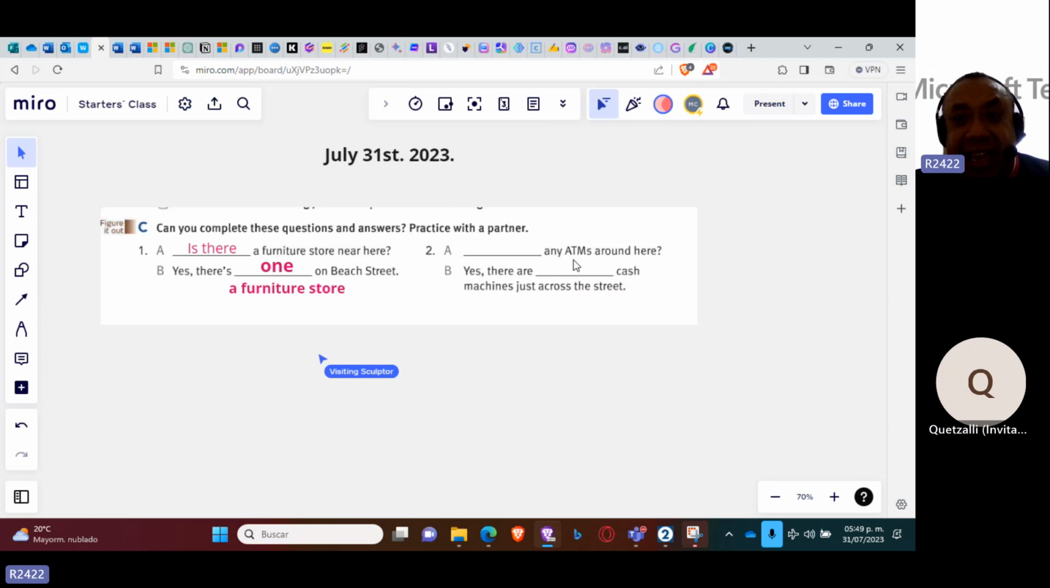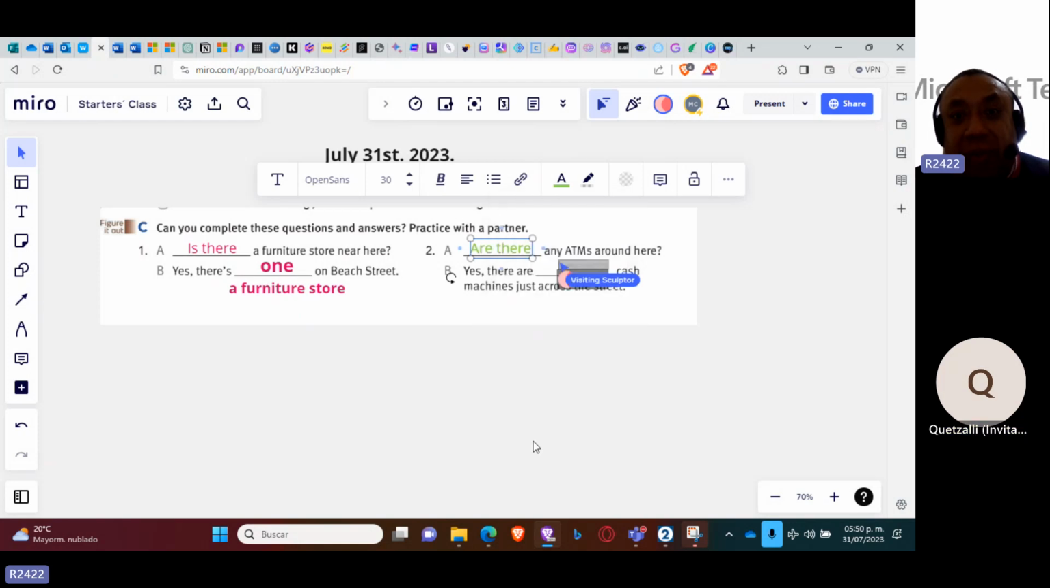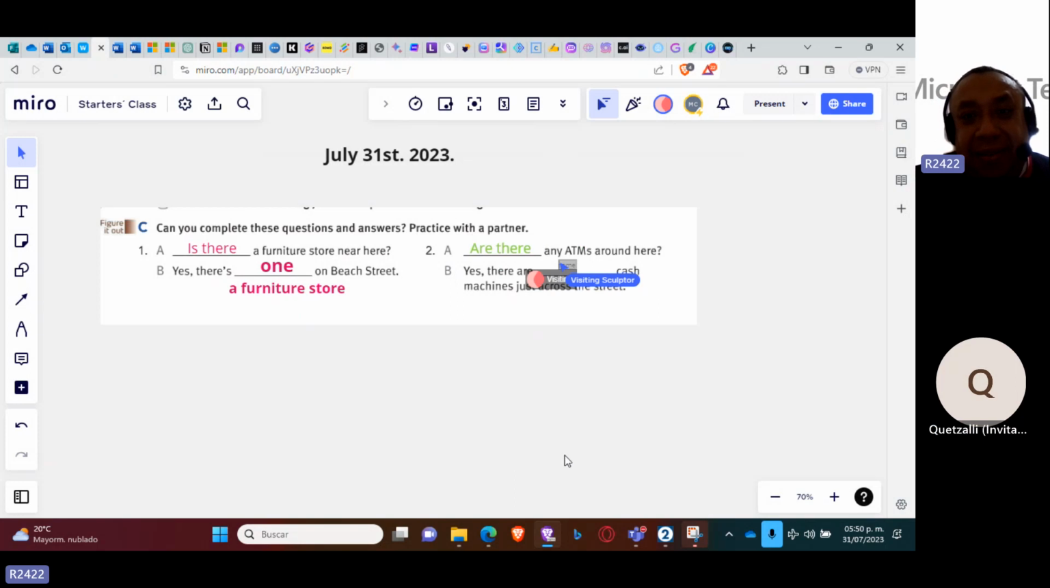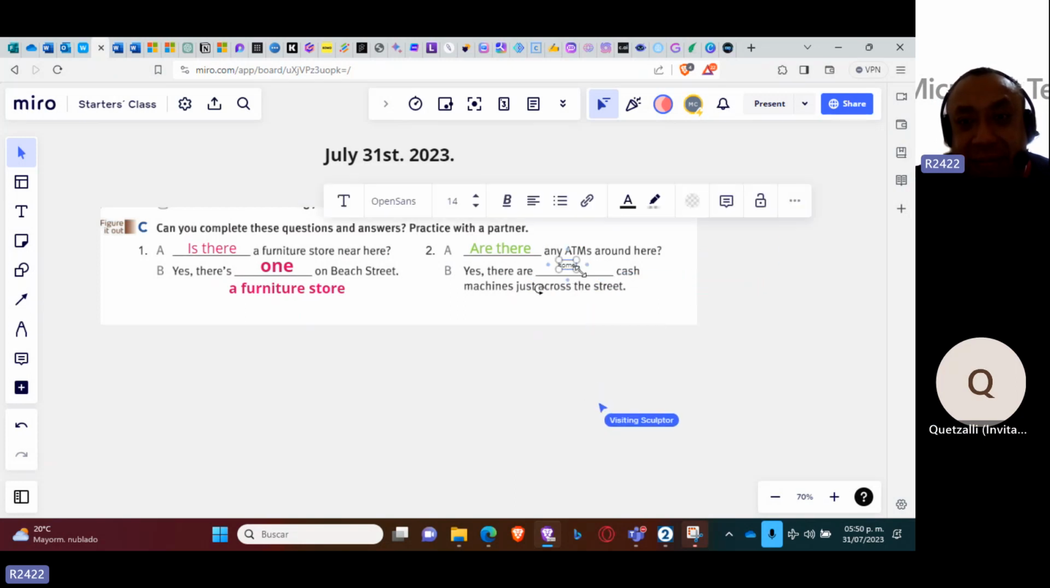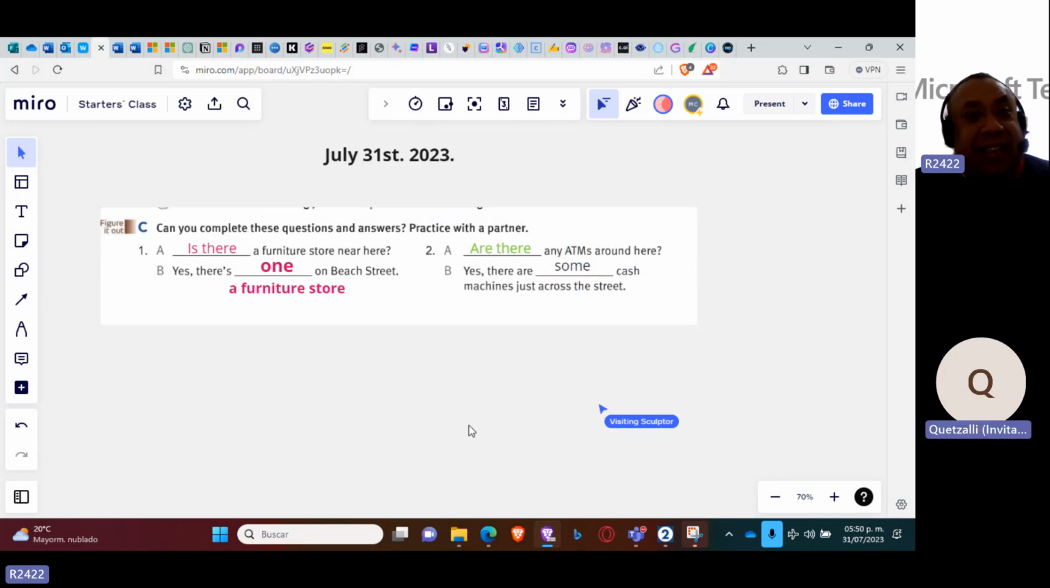Okay. Any ATMs around here? Are there any ATMs around here? Excellent. Are there any? Very good. Y luego te dice, yes, there are. ¿Cómo dice? Some. Algunos. There are some cash machines just across the street. Excellent. Very good. Okay. Let's continue with the book.